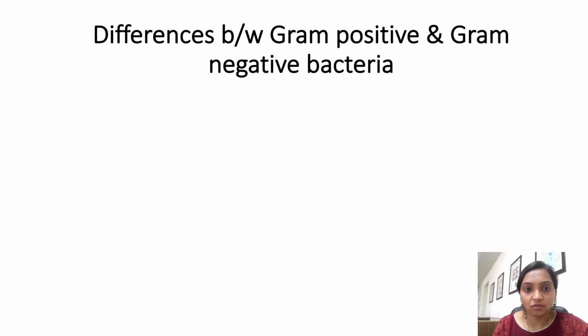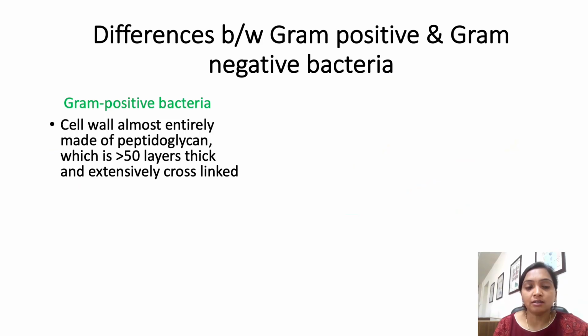Moving on to the difference between gram positive and gram negative organisms. In gram positive organisms, there is a thick layer of peptidoglycan seen in the cell wall. Okay, and this peptidoglycan layer is more than 50 percent, and that is why it is easy to inhibit and the effect is good.